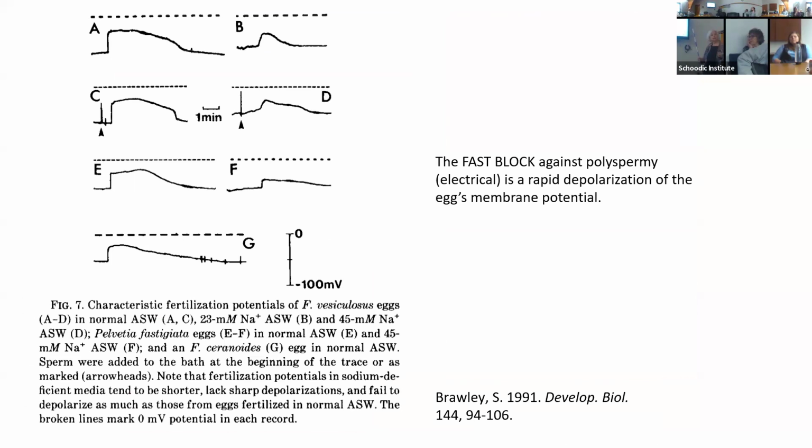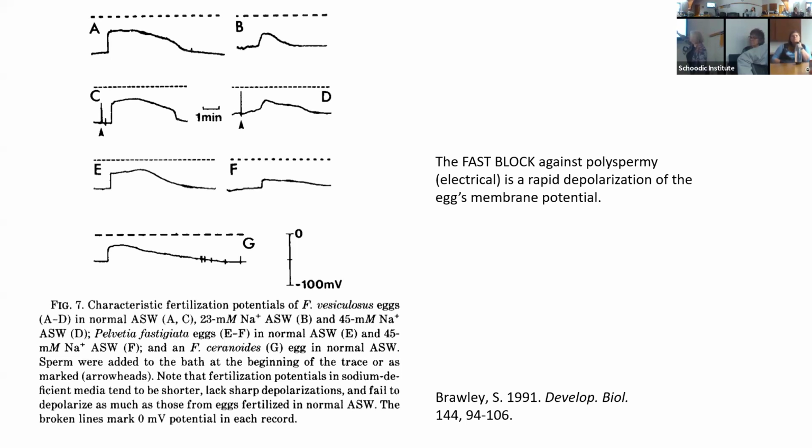Now, how does an egg prevent more than one sperm from fertilizing it? It has to be fast under a lot of circumstances, because contrary to what is the default, sperm are not limited in any of the studies we've done, even in the Baltic. And so I'd just like you to look at these traces, which are recordings of the membrane potential inside an egg.